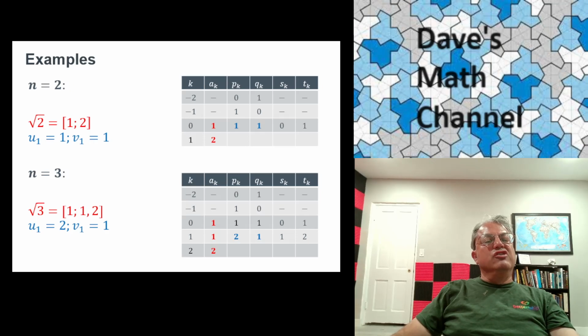And then you can get the u1 and v1. u1, like I said, was p k minus 1. In this case, k is 1, so it's really just going to be p0, which is 1.